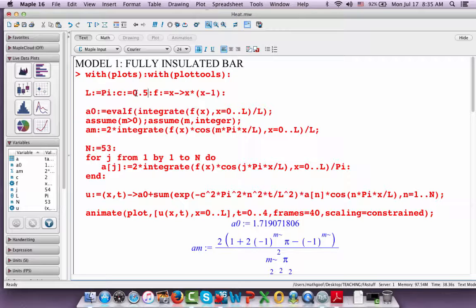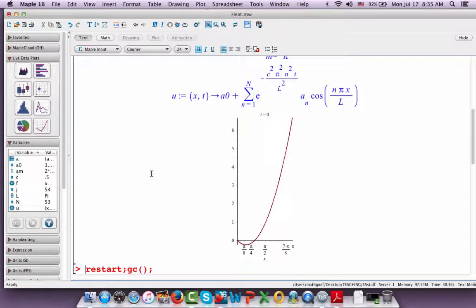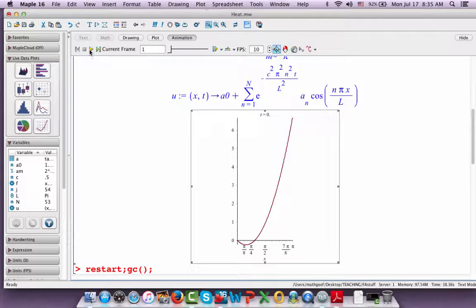Because remember, C squared appears in the e to the minus term with the time in it, so putting a smaller number makes that exponential decay in time slower. So different material may not conduct heat energy as quickly, so it would take longer before it stabilizes. So after 4 seconds, it only got to this point.